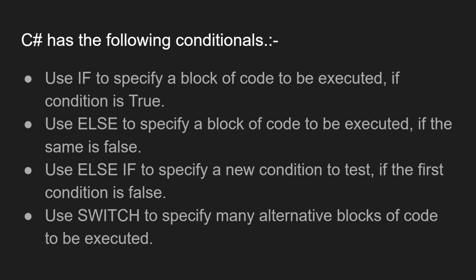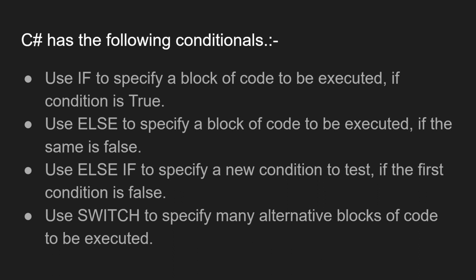For example, if the first condition is false, you can take the second one as else to specify that the second condition is right, and you can give that code. The third one is else if. It is used as a new condition to test if the first condition is false. The last one is switch, used to specify many alternative blocks of code to be executed.